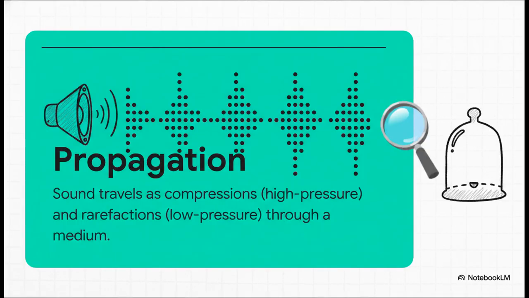So, how does this sound travel? Well, as an object vibrates, it pushes the air particles in front of it. This creates a region of high pressure, which we call a compression. Then, as the object moves back, it creates a region of low pressure, called a rarefaction. So, sound travels as a series of these compressions and rarefactions, and this is why sound needs a medium, something like air, water, or a solid, to travel through. It cannot travel in a vacuum, because in a vacuum there are no particles to vibrate.